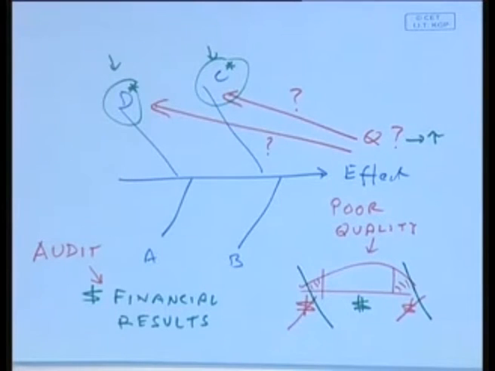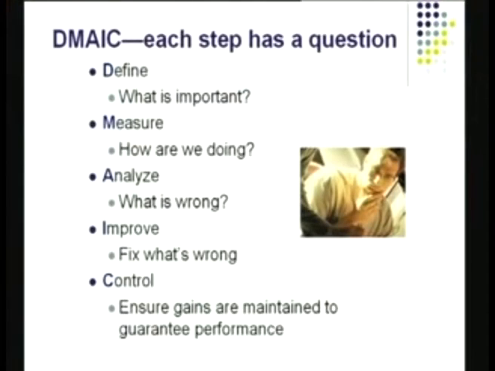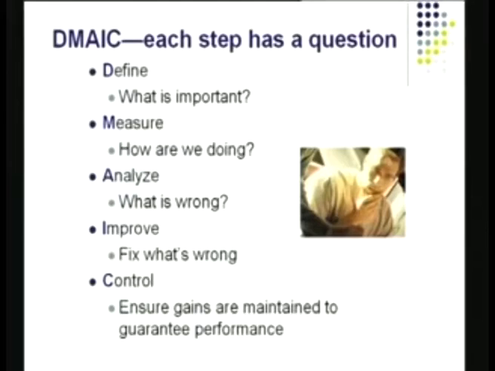So I fix what is wrong in the improve stage. And in the control stage, I want to make sure those C star and D star values are sustained in routine production in the plant. And that will be done to ensure gains are maintained to guarantee performance so that the customer stays happy.